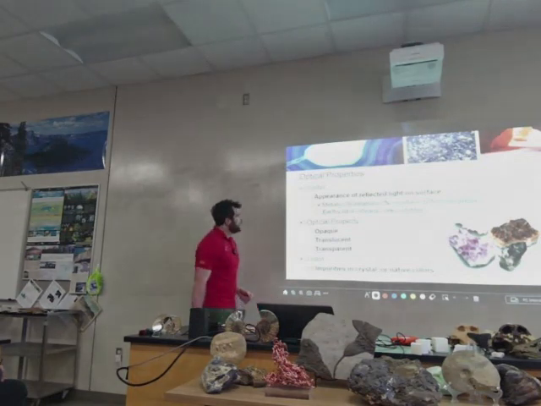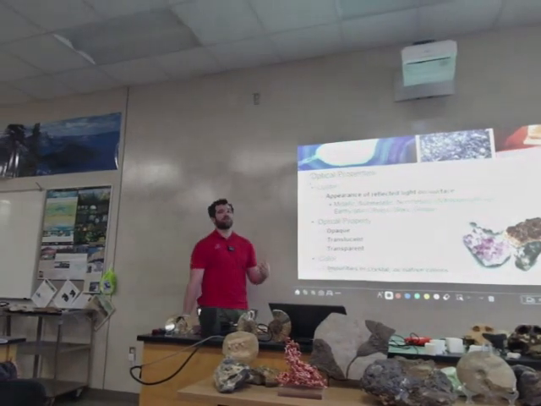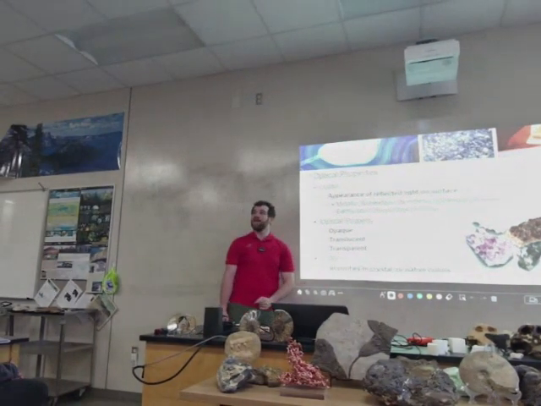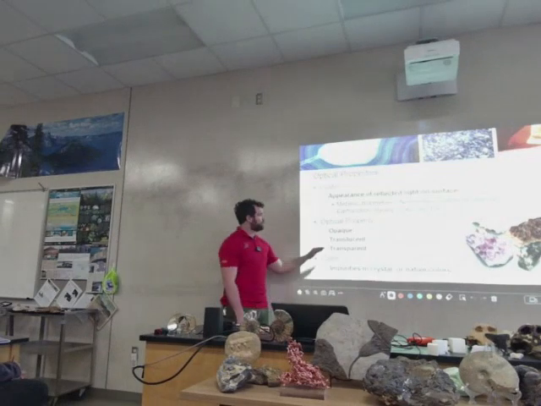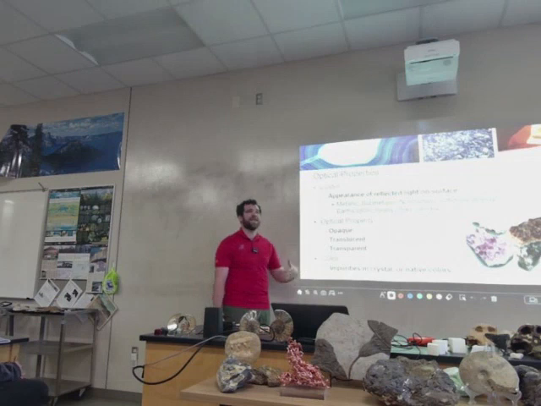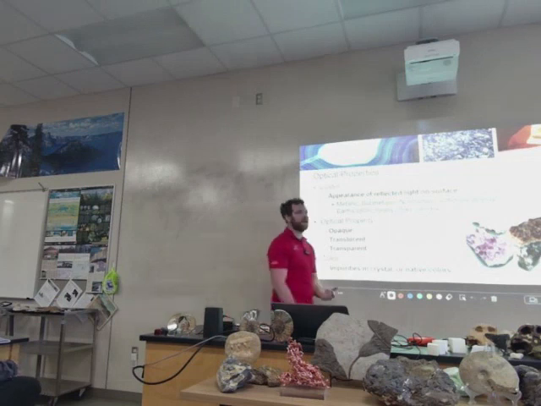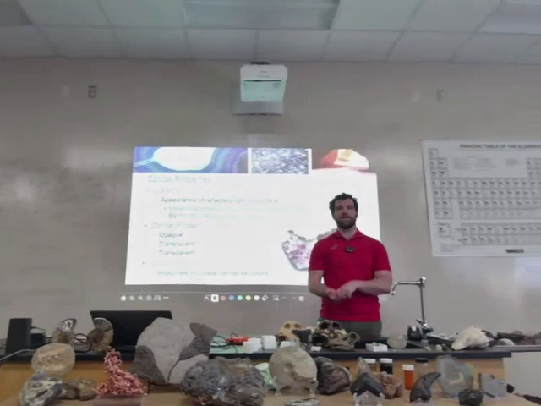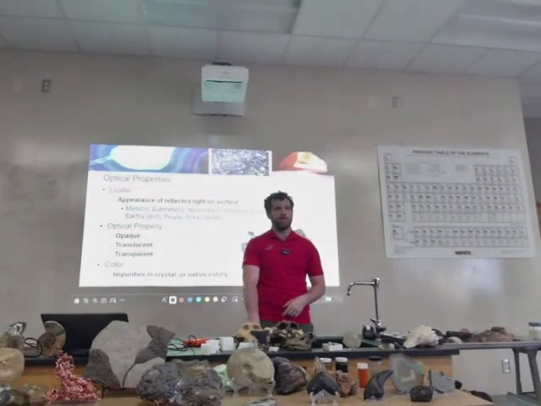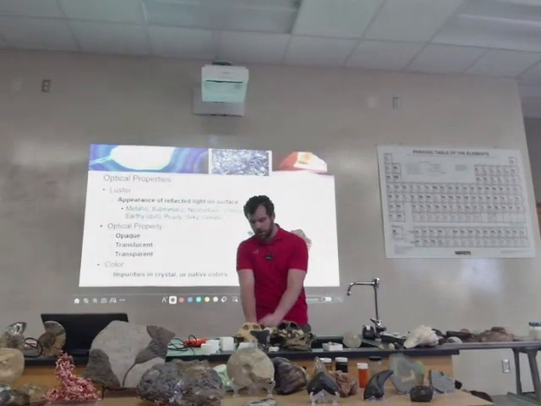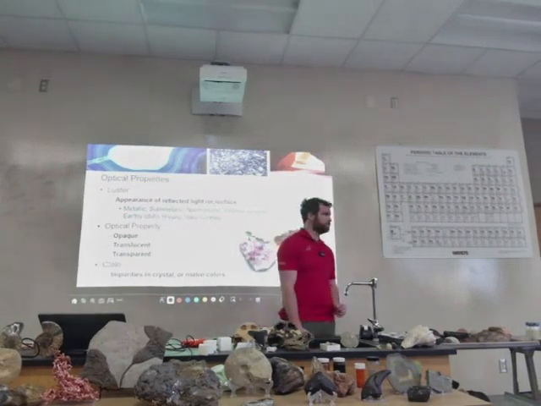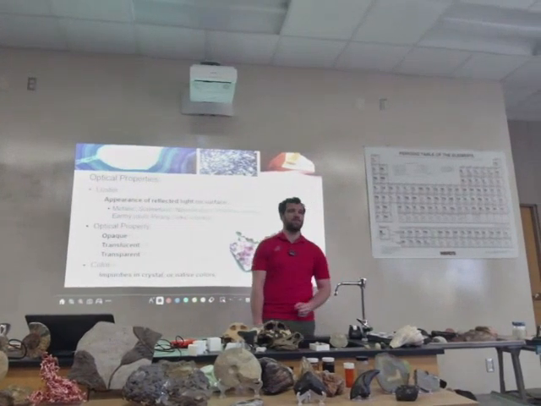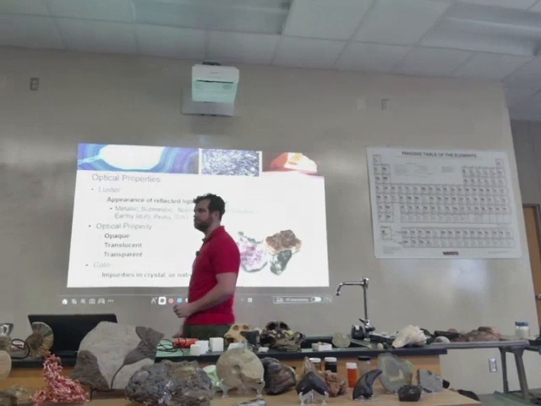All right, another optical property is how translucent it is. Opaque means no light can go through it. Translucent means light but no image can go through it. And transparent means light and an image can go through it, like clear glass. Easy way to tell this on your lab: turn the flashlight on your phone, put your phone screen down on the table, and then put your sample on top of the flashlight.